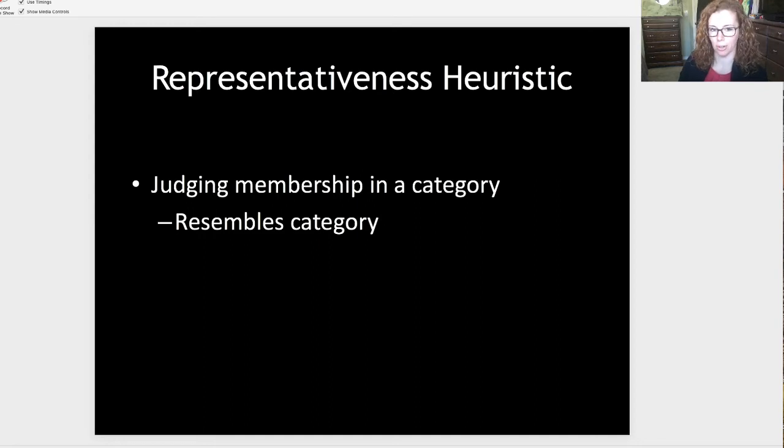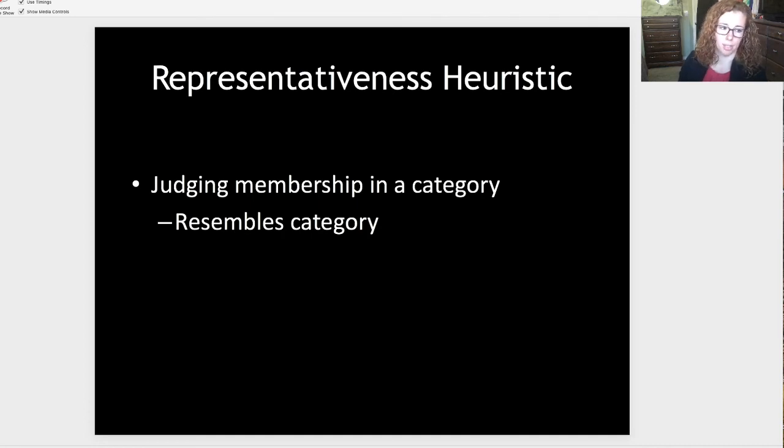Okay, basically we judge membership in a category based on the resemblance to that category. So we blatantly disregard base rates in the population. So the statistics of the probability, the likelihood of being in one group or another, we disregard that. We really just look at how well the match is between the characteristics of that individual and what we think of in that group. And so that's the representativeness heuristic.